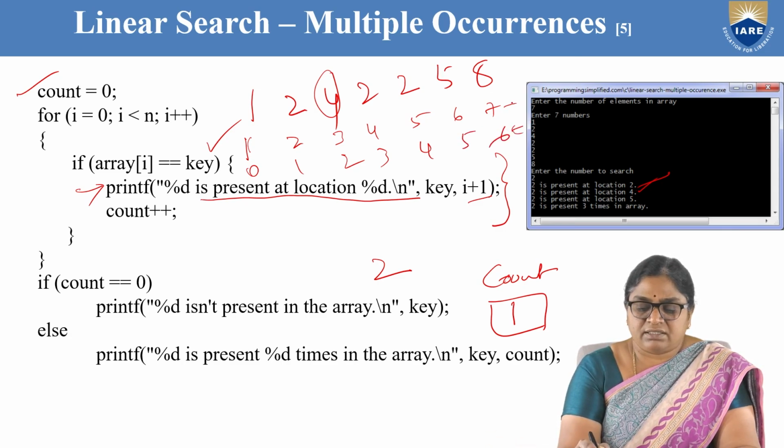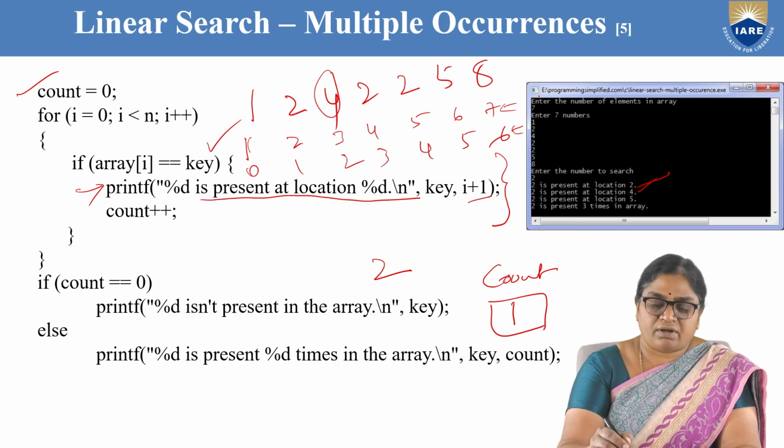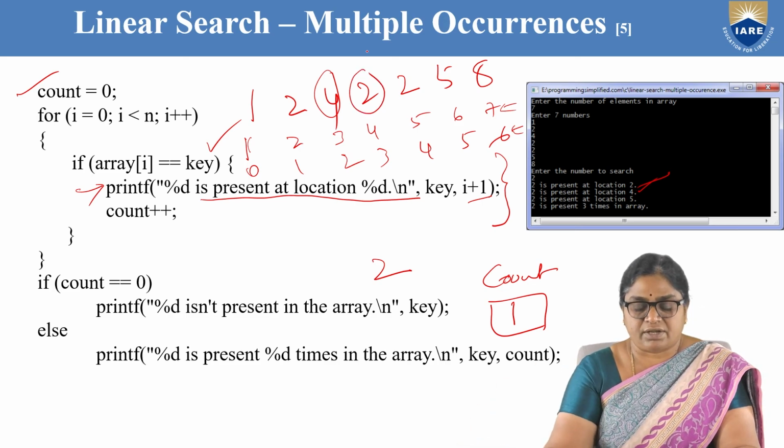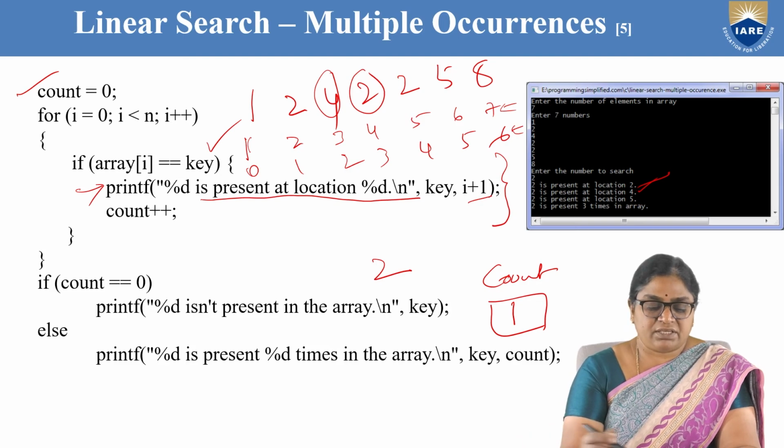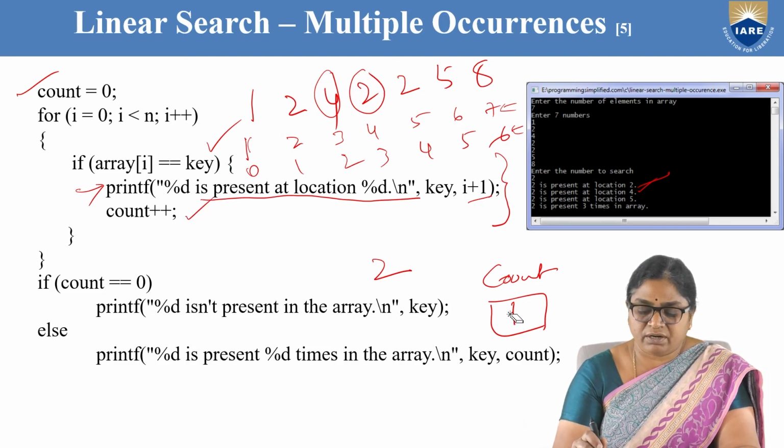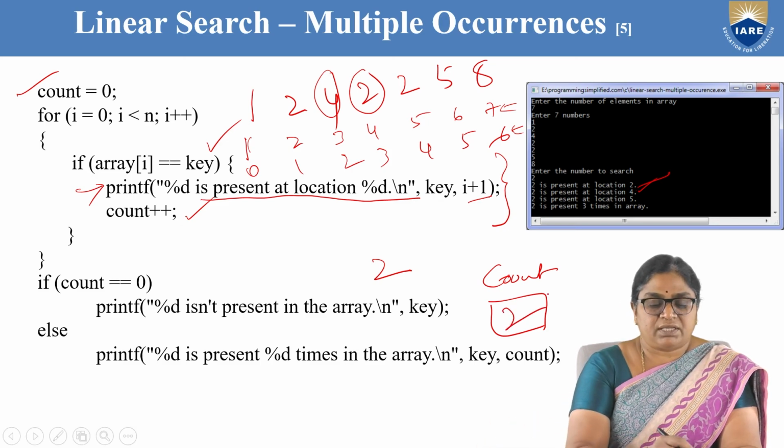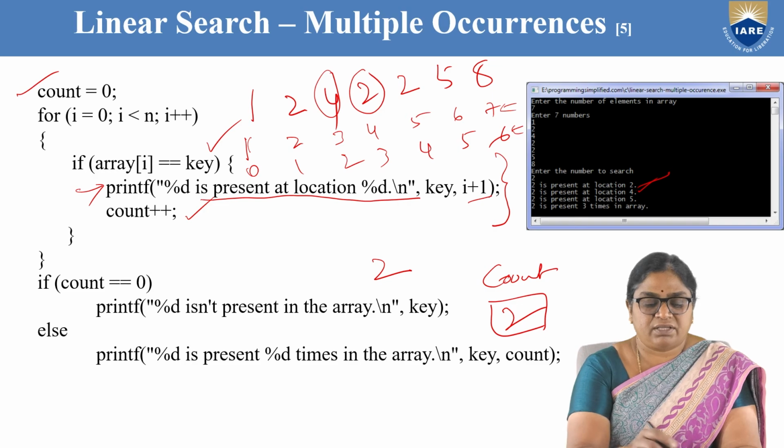This is index and this is location. So now our iteration is here. Now that key element is present at location 4. So after displaying that message, we are incrementing the counter. Now previously count value is 1, now it will become 2. So once again it will go further, it will go with the next iteration.